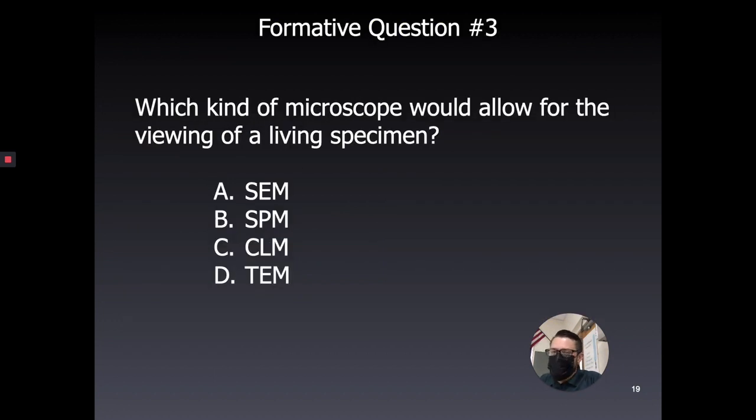Final question. See if you were paying attention. Which kind of microscope would allow for the viewing of a living specimen? There's only one kind of microscope that I mentioned that you can actually see living things under. All the other microscopes, either the way that the image is produced or the way that the sample has to be prepared, basically means that you cannot have a living specimen at the same time that you're viewing it. So is it A, SEM, that's a scanning electron microscope, B, the SPM, the scanning probe microscope, C, the CLM, the compound light microscope, or D, the TEM, the transmission electron microscope?